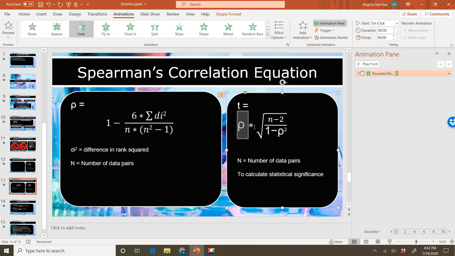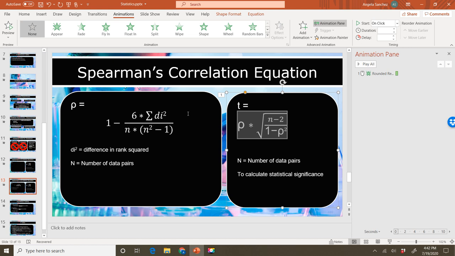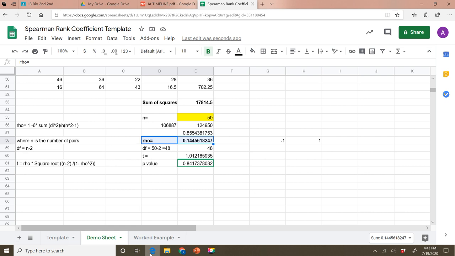So I use rho to calculate this other number called a t-statistic. And so the equation for your t-statistic is rho times the square root of n, which is again your number of data pairs, minus 2, over 1 minus rho squared. And again, when you're writing out your analysis section, you have to put these equations in your paper. So copy these equations and make sure they're in the analysis section of your internal assessment. And then right next to it, fill it in with the actual numbers that you get right from these calculations.